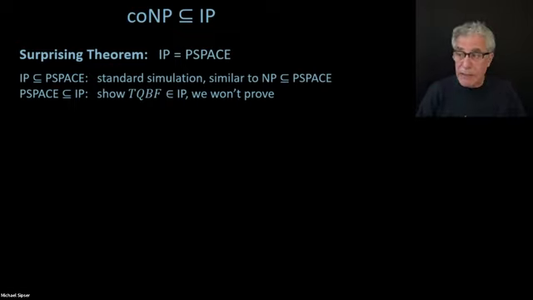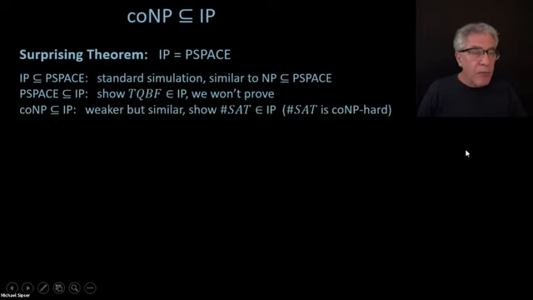So everything in PSPACE can be done with an interactive proof system. And the way that is done is by using a PSPACE-complete problem, TQBF, and showing that that problem itself is in IP. But we're not going to prove that. That would be the next thing we would prove if we had a little bit more time. But we're going to be satisfied with just the somewhat weaker but very similar statement that coNP is contained in IP here.